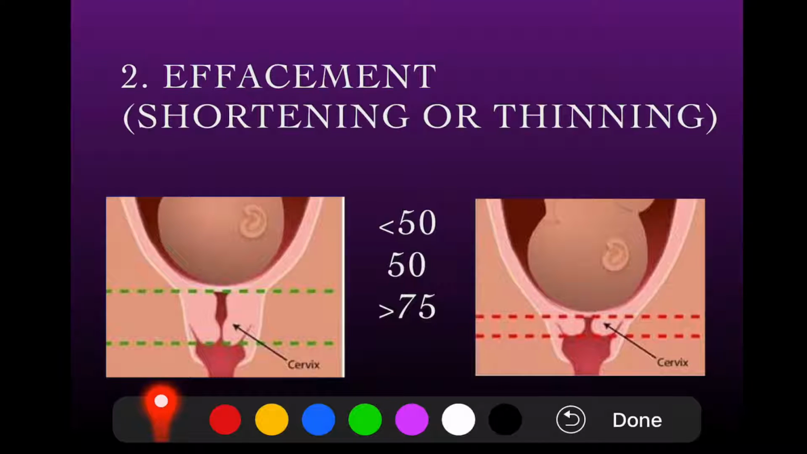The woman has rapid progression of labor and is ready to give birth to her baby. If it is a low Bishop score, the effacement has never started, the thinning of the cervix has not begun, and the cervix is thick and long. You have a low Bishop score, meaning labor has not begun and the mother is not ready to give birth to her baby. For effacement, below 50% gives 0, 50% means 1, and 75% gives 2.